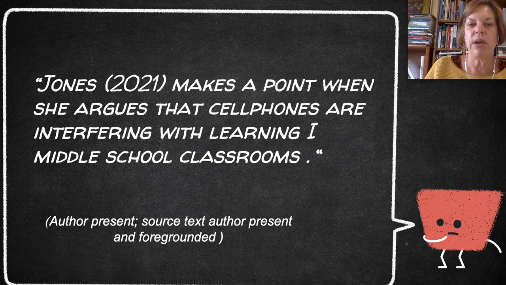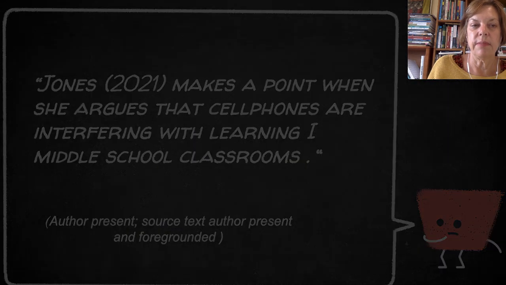Jones 2021 makes a point when she argues that cell phones are interfering with learning in middle school classrooms. So now the author is present, Jones 2021. The source text author is present because you're saying "makes a point." So you're implying to the reader that this is a good point. And both of those are foregrounded.